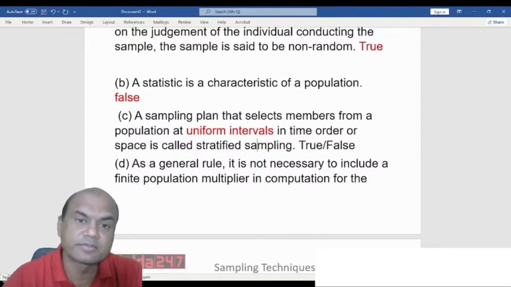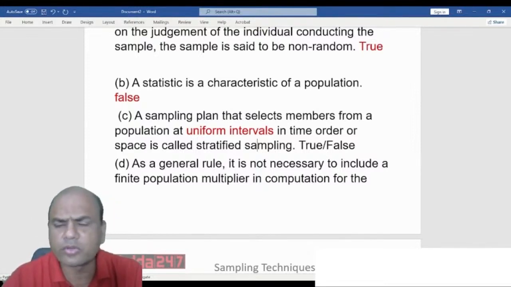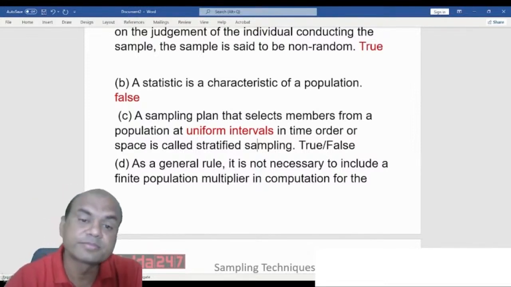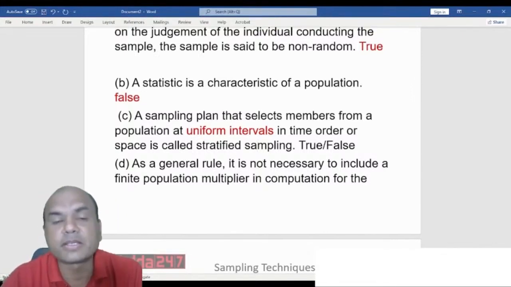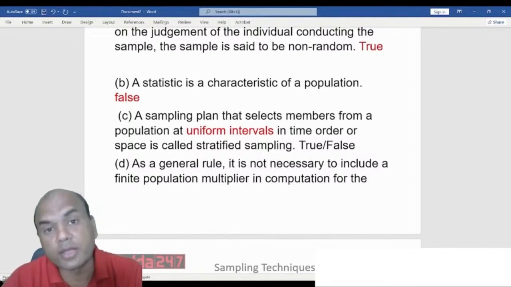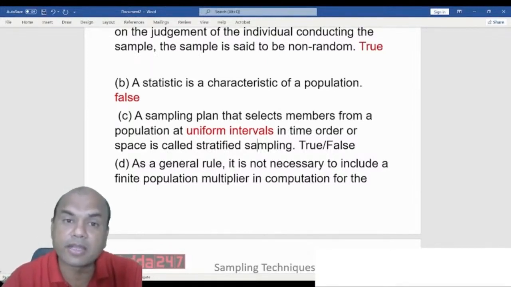It is called as true or false? True, false. Yes. Firstly, what are the types of samplings? Probability samplings. There are 4 types of probability samplings. What are those? One is simple random.